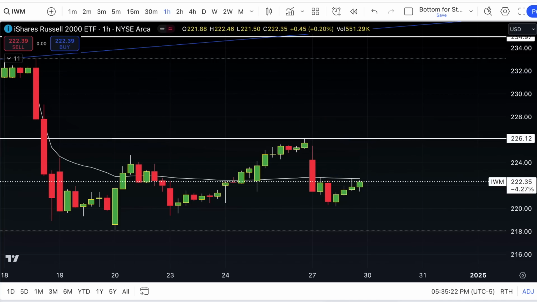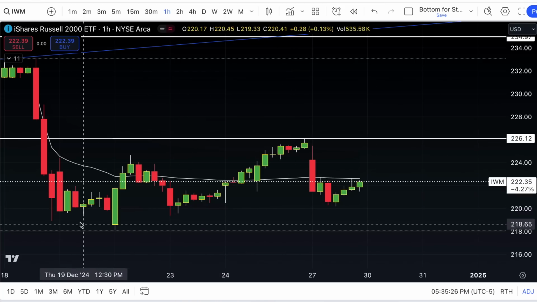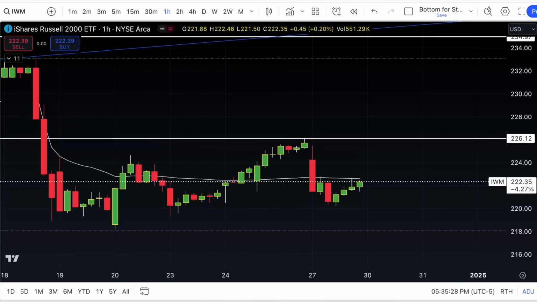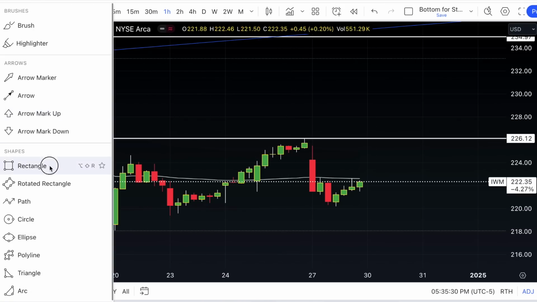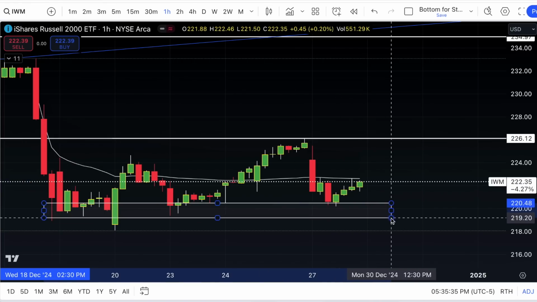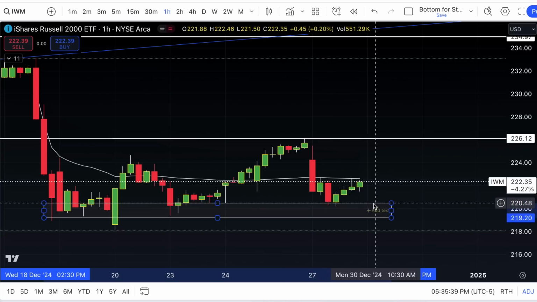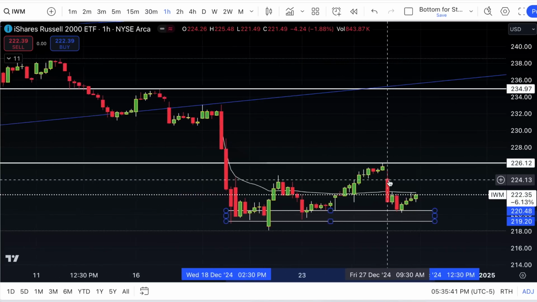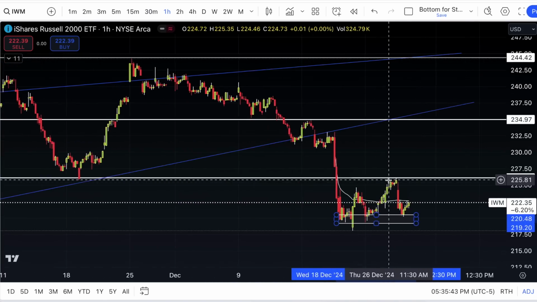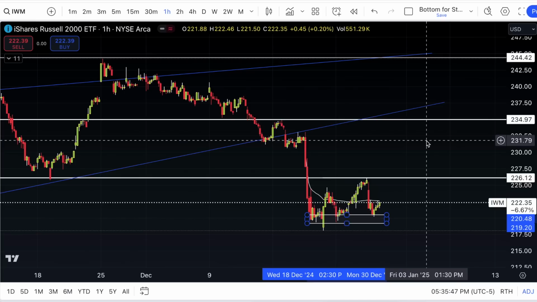But when you look at it, though, what do we see here? We're seeing higher lows and higher highs. So what I'm going to do is throw a rectangle right here, because this area has been getting bought up for the last week. Every time it comes down there, we end up getting a pop up. And so we see where the resistance is going to be, right up there at 226.12. Need to get through that anchor VWAP and also hold it. But the fact that it is setting higher lows and higher highs.